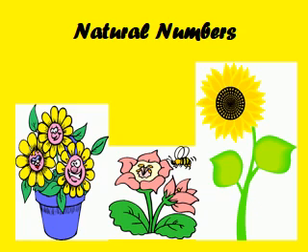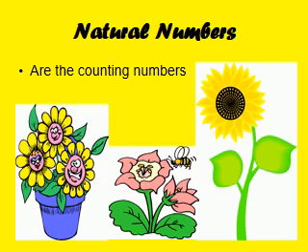Natural numbers are counting numbers. So we can count 1, 2, 3, 4, 5, so on and so forth. So under the natural number tab in your notes, write the definition and give some examples of what a natural number is.